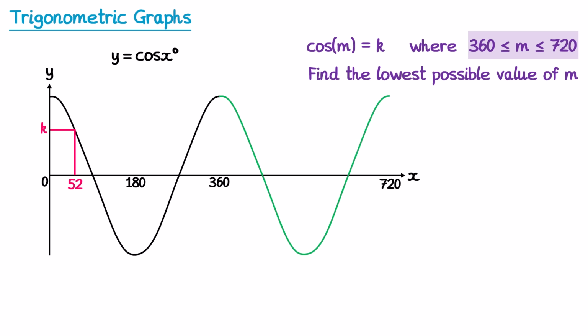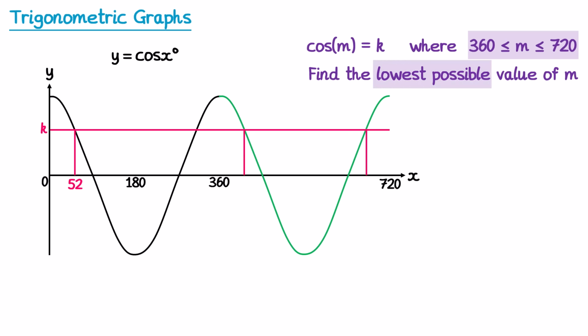So since we're finding cos of m equals k, we can extend that horizontal line from k, and we can see there are more solutions. In fact, there are 3 more here that we don't know. But since we know that m is between 360 and 720, we're only looking for where it crosses the green part of the graph this time. So these are 2 possible values here.